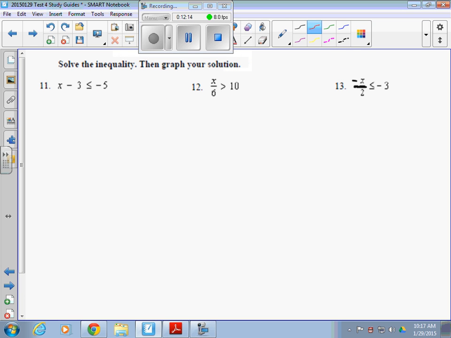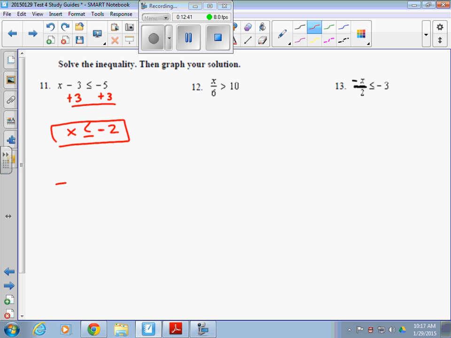Number 10, we are solving, then graphing these solutions. We're going to graph all of these on number lines, okay, not on planes. X minus 3 is less than or equal to negative 5. Undo minus 3 by adding it to both sides. X is negative 5 plus 3, which is going to be negative 2. All we did was add 3. There's no reason to reverse the less than or equal to symbol.